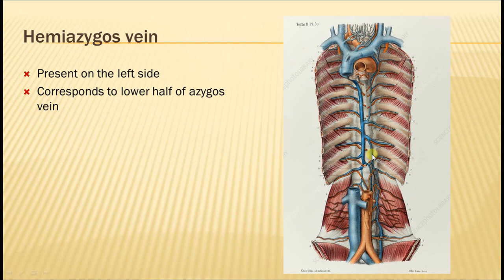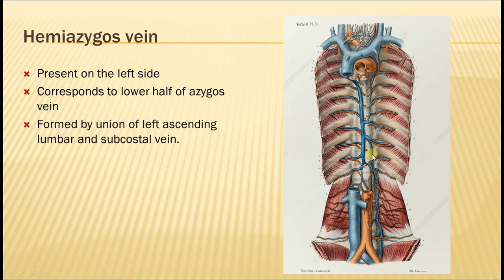So it is formed by the union of the left ascending lumbar veins. Here you are able to see the lumbar veins. They anastomose, forming a vertical anastomosis, and that is the ascending lumbar vein, and that will unite with the subcostal vein to form the hemiazygos vein. So that enters the thorax not through the aortic opening but pierces the left crus of the diaphragm.